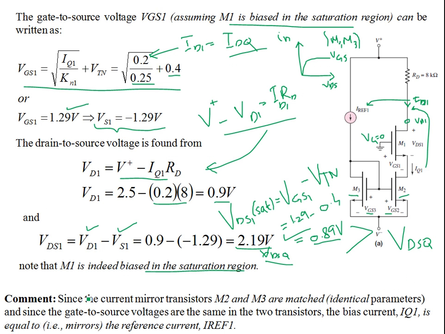Now, the comment here says, since the current mirror transistors M2 and M3 are matched, they have identical parameters. The gate-to-source voltages are the same in the two transistors. So the bias current IQ1 mirrors the reference current IREF1. That's it.